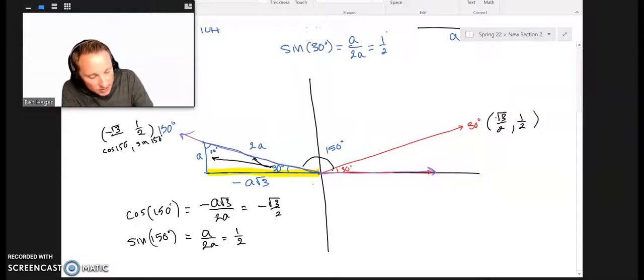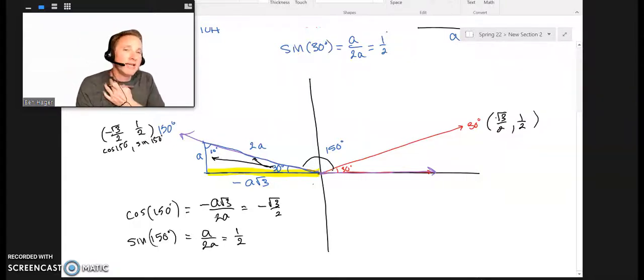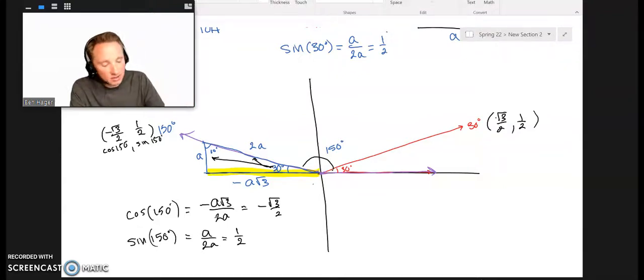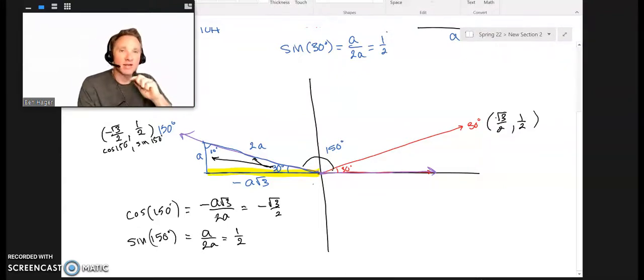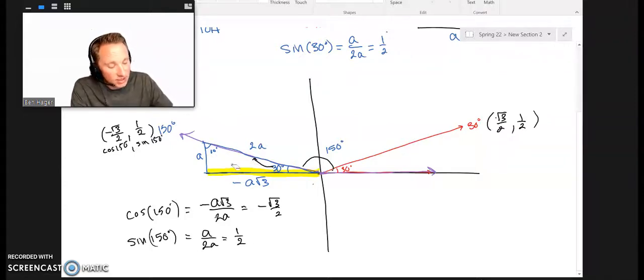In the beginning, it takes some time to build and develop the unit circle, but I promise you it's going to become your best friend, and it's going to really accelerate your ability to find these trig function values. Now, let's jump to the shortcut here.